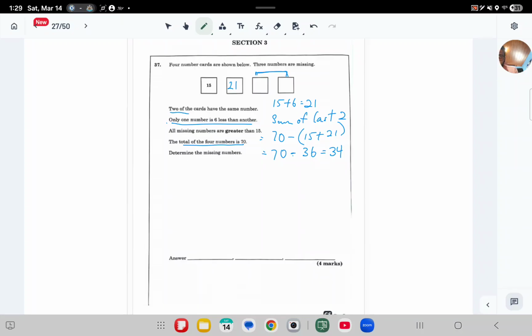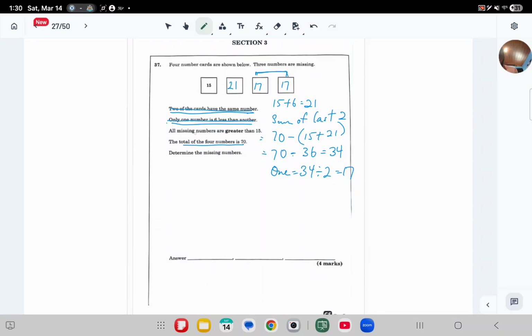They said now 2 of the cards are the same. So if they are the same, that means to find out for 1, it will just be to divide by 2. That will give us 17. So here's 17, here's 17. So let's check the criteria. 2 of the cards have the same numbers, 17 and 17. Only one number is 6 less than the other, so 15 is 6 less than 21.